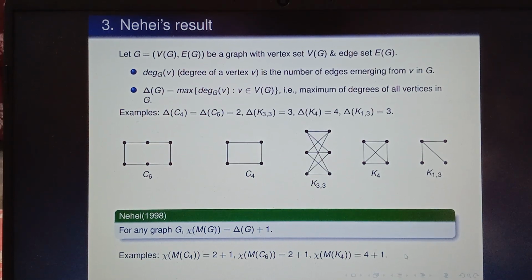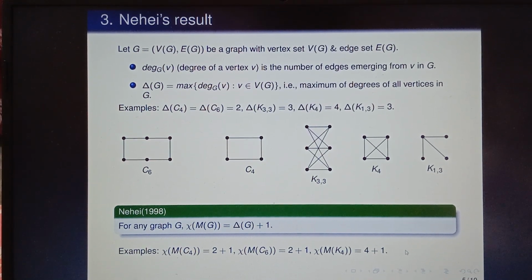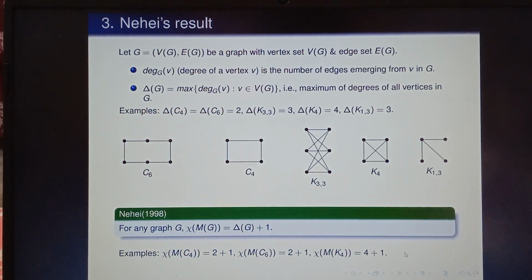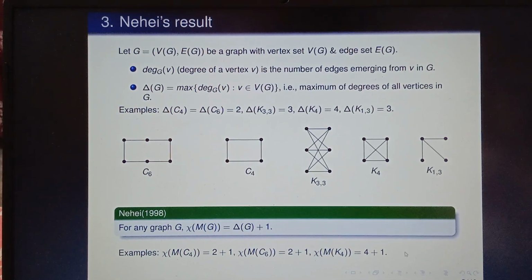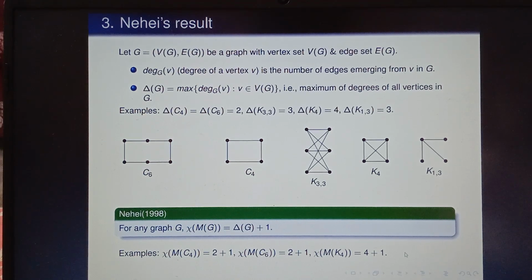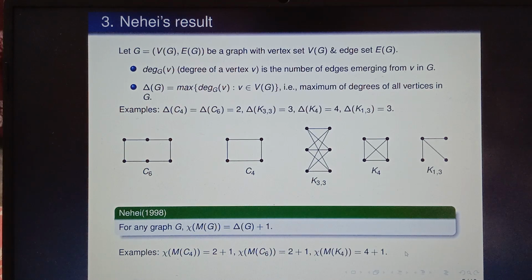So this is the result of Nihai from 1998, which determines exactly the chromatic number of a middle graph of a given graph G. Okay.